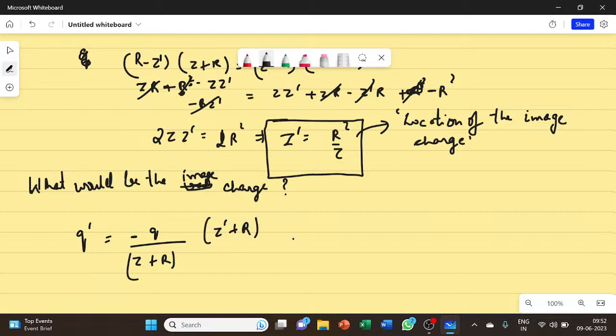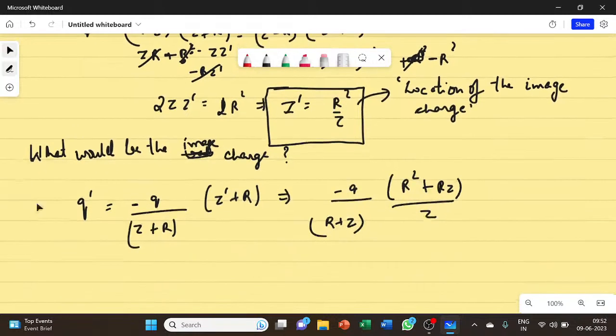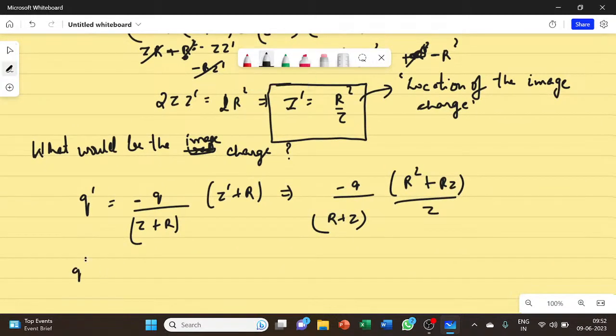Is that clear? And if I want to use this z dash here, what I'll get? I'll get minus q upon r plus z, and then I will get r square plus rz divided by z. So overall you will get that my q dash would be equivalent to minus of q r divided by z.